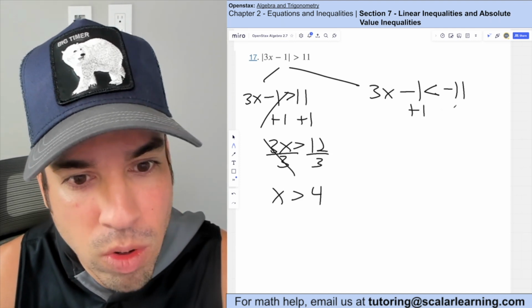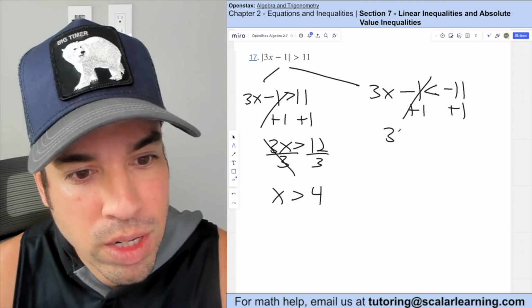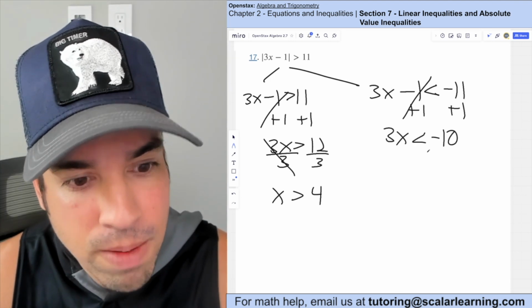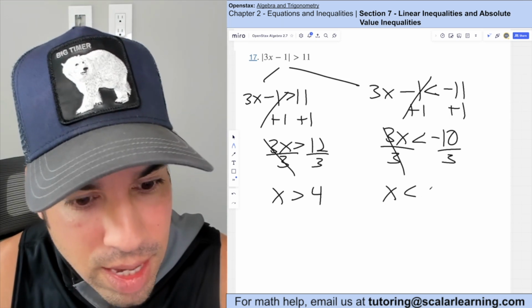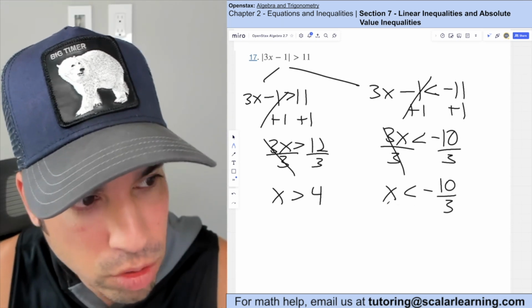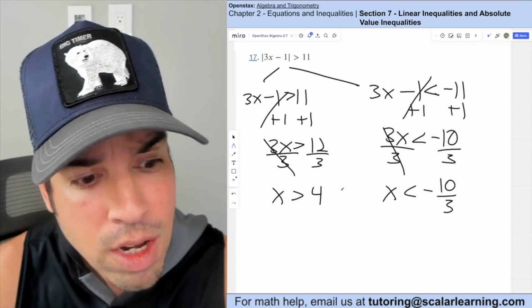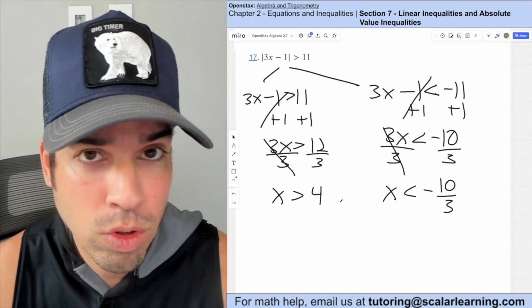Over here, we're going to add 1 to both sides. Boom, boom. 3x is less than negative 10. Divide by 3, and I get x is less than negative 10 thirds. We got two inequalities. Now the question is: is this an "and" situation or an "or" situation?